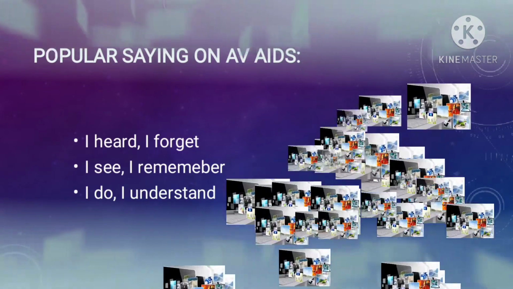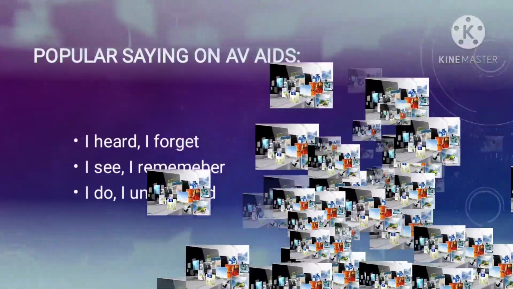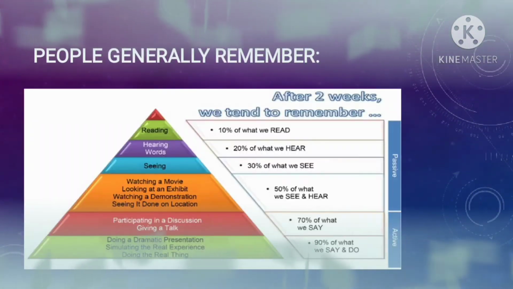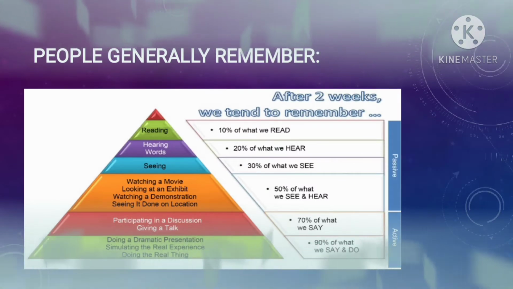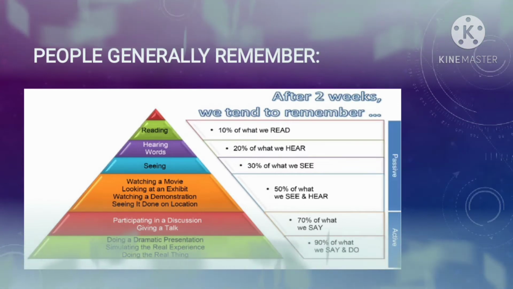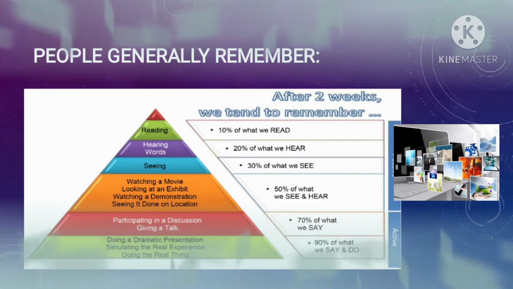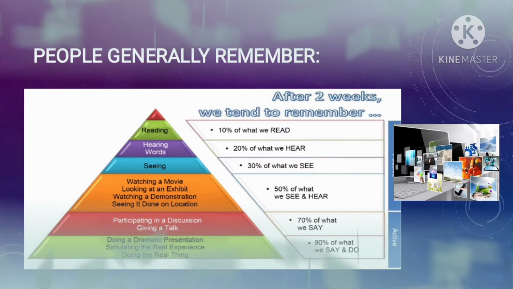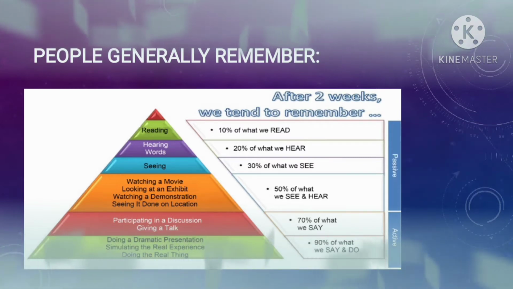And here are some popular sayings on audiovisual aids. I hear, I forget. I see, I remember. I do, I understand. People generally remember about 10% of what they read, 20% of what they hear, 30% of what they see, 50% of what they see and hear, 70% of what they say, 90% of what they say and do.